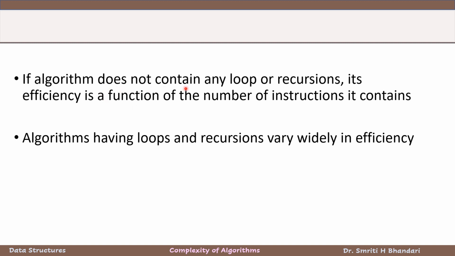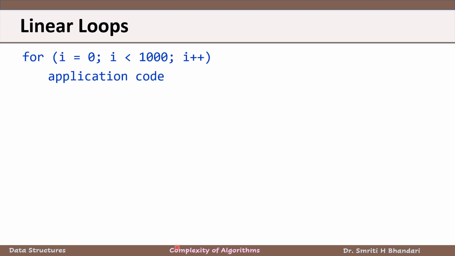If an algorithm does not contain any loop or recursion, then its efficiency is a function of the number of instructions it contains. However, if the algorithm has a loop or recursion, then the efficiency of both of these algorithms varies widely. As I stated earlier, the complexity of the algorithm is usually computed based upon the loops and how many times the loop gets executed, right? So depending upon that, the complexity is determined.